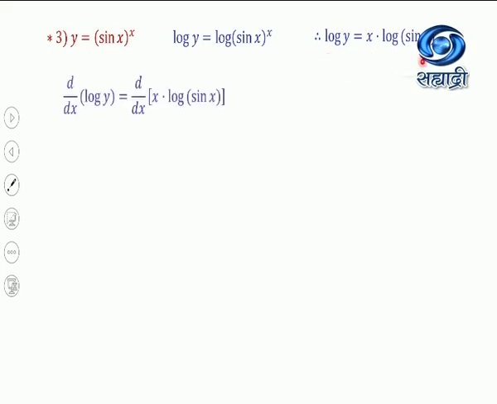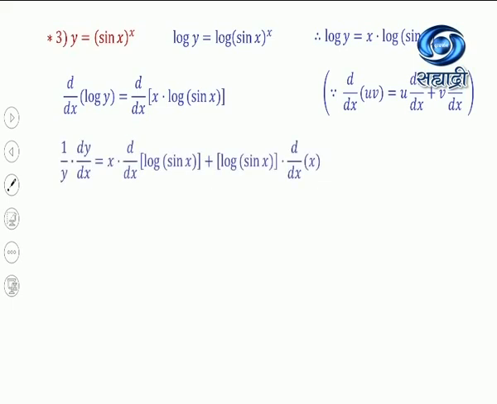Now differentiate both the sides with respect to x. We get d by dx of log y equal to d by dx of the right hand side, that is x into log of sin x. Now we consider the product rule: d by dx of u into v is u into dv by dx plus v into du by dx. Say this function x is u, and the second function log of sin x is v.